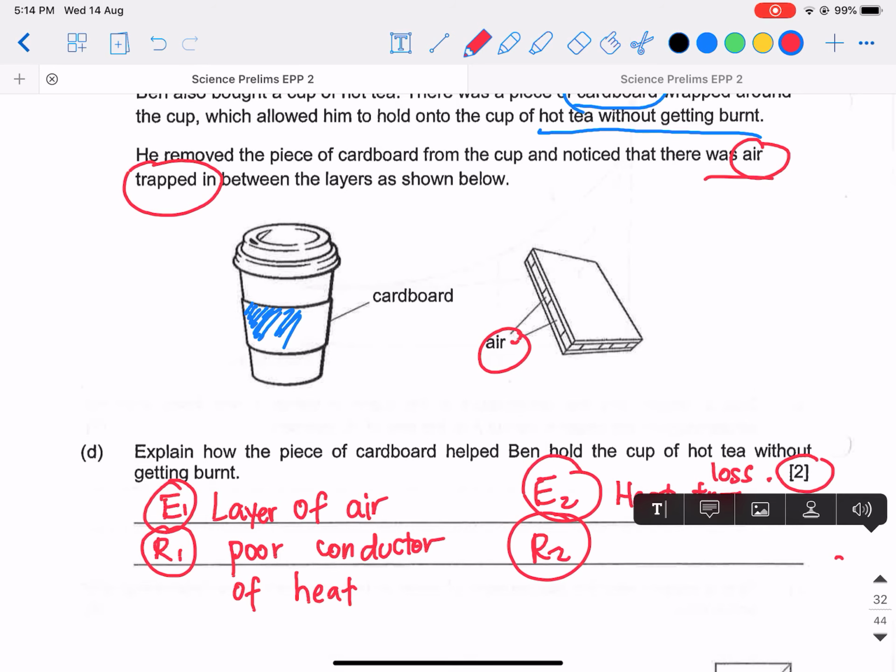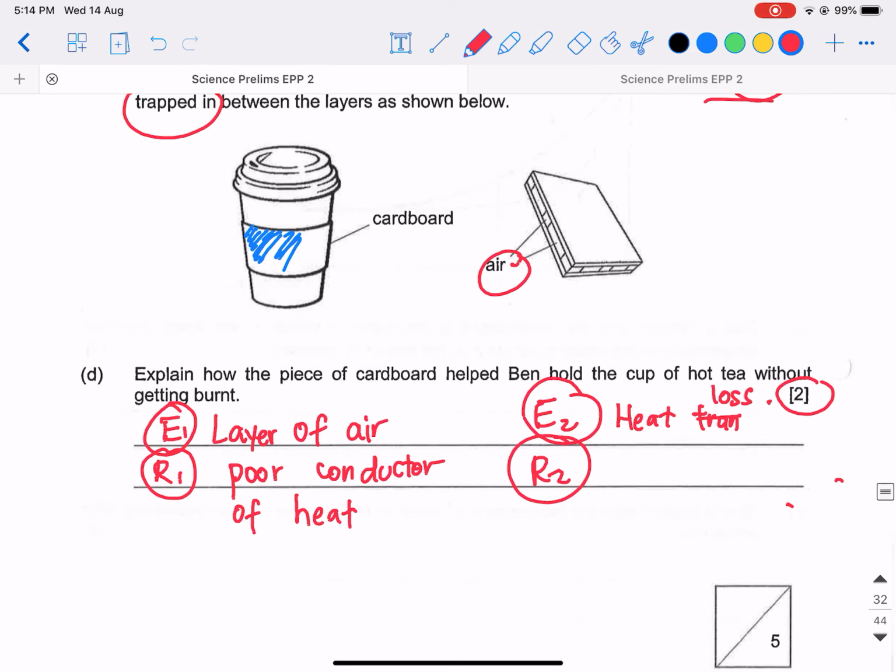Same thing, heat loss, but this time round I do want to also say the direction, right? Remember, we always want to talk about where the heat loss or heat gain is from or to. So heat loss to the hands. In this case, we are focusing on the direction to the hands. Why? Because the question is interested in how you can apply, since it's about the hands that are holding it. Heat loss to the hands will be slower.